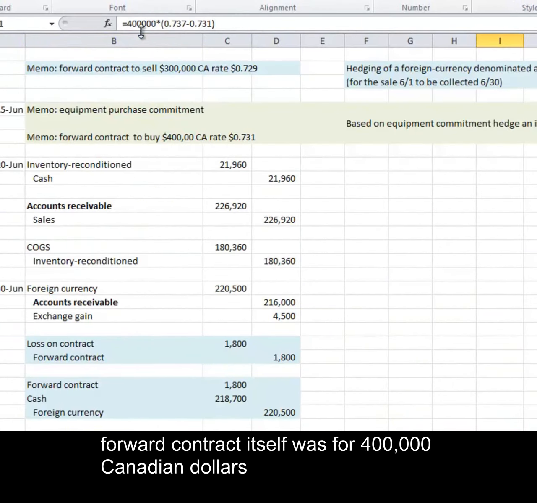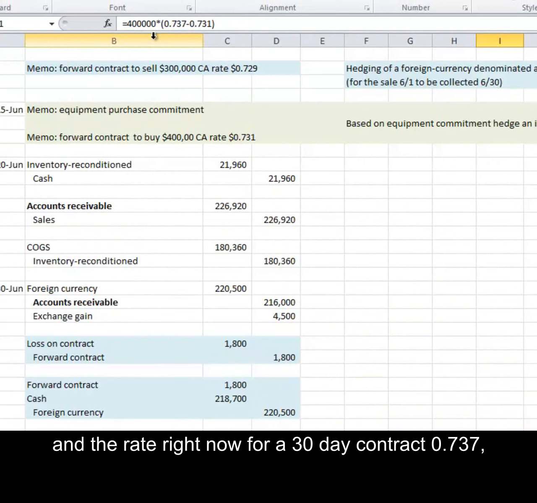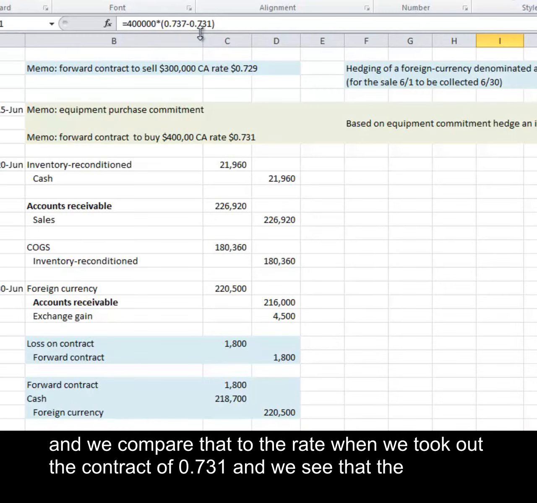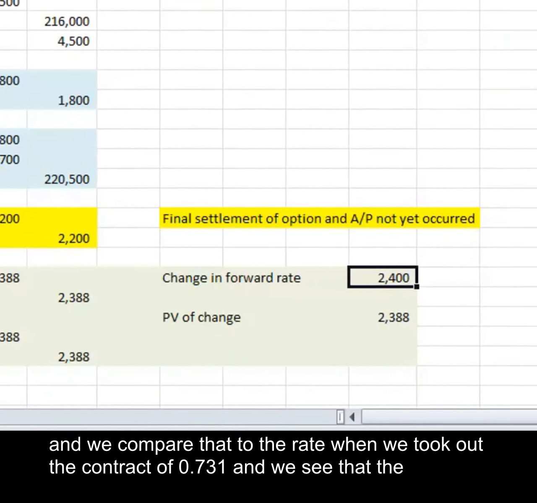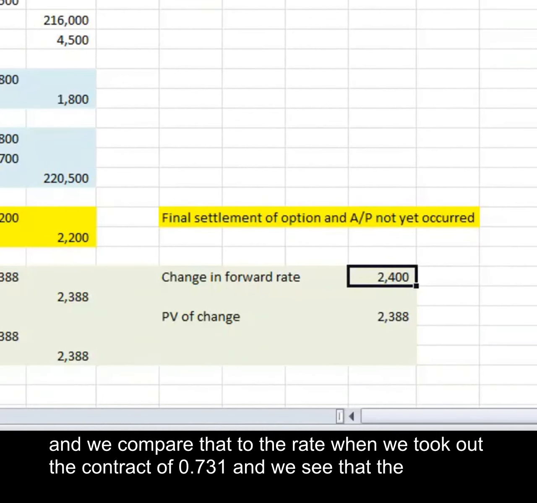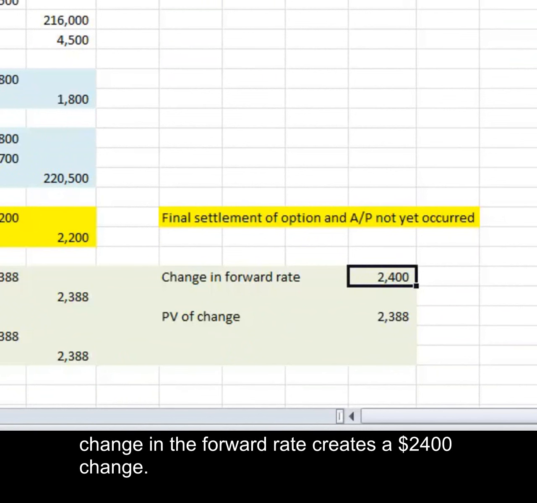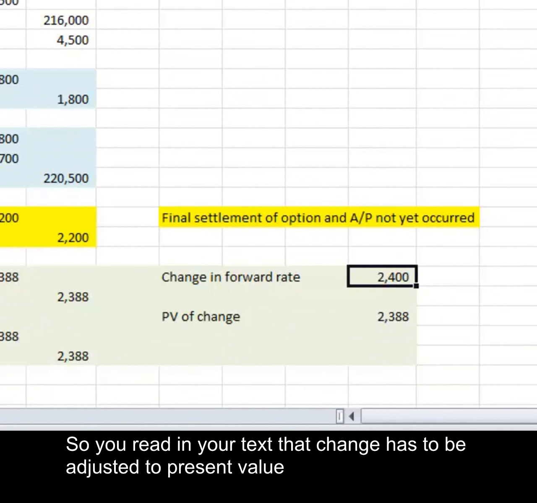The forward contract itself was for 400,000 Canadian dollars, and the rate right now for a 30-day contract is 0.737, and we compare that to the rate when we took out the contract of 0.731, and we see that the change in the forward rate creates a $2,400 change. As you read in your text, that change has to be adjusted to present value.